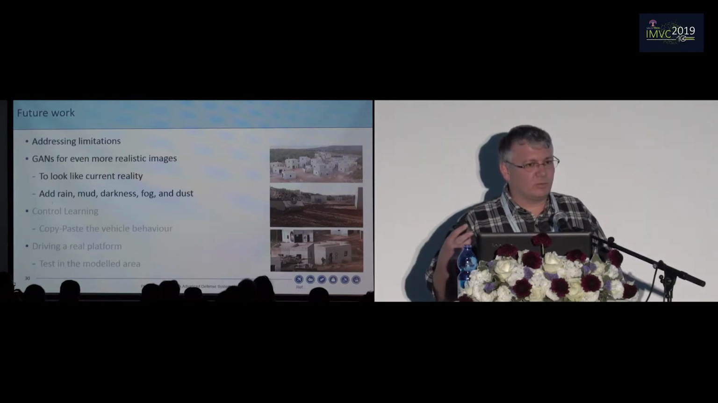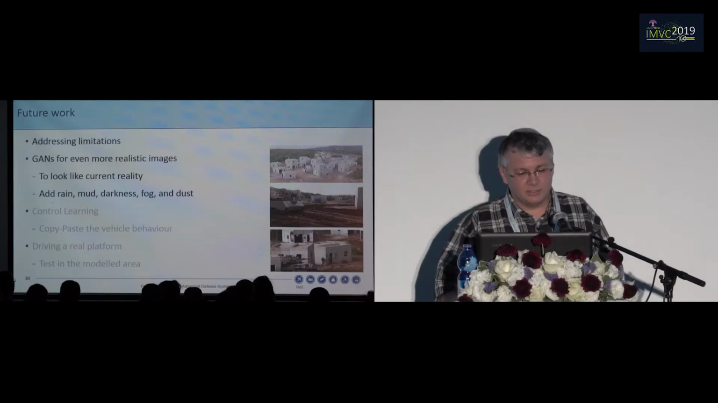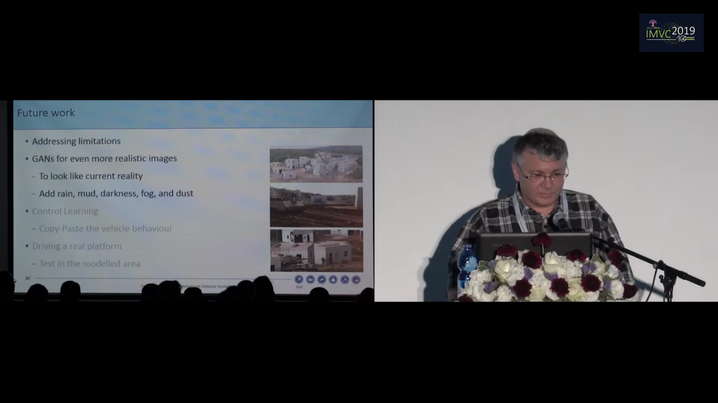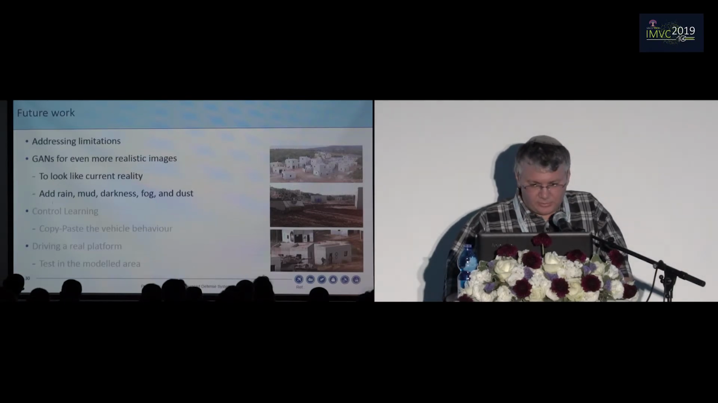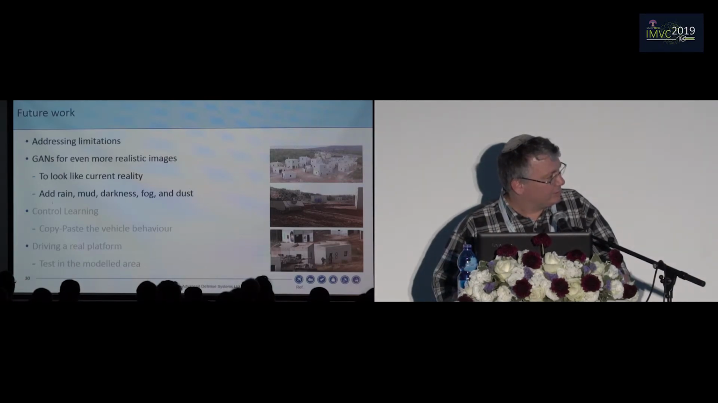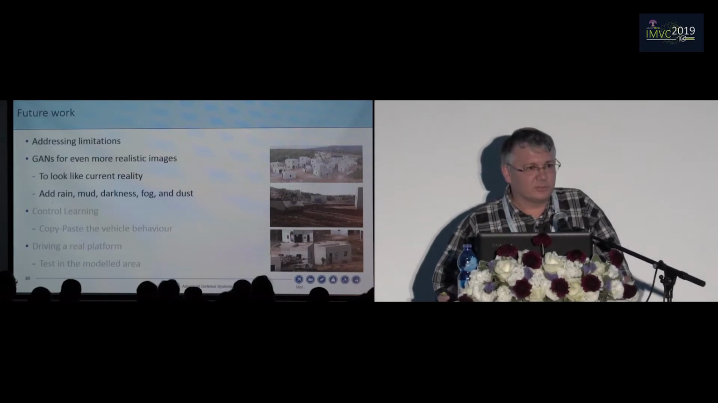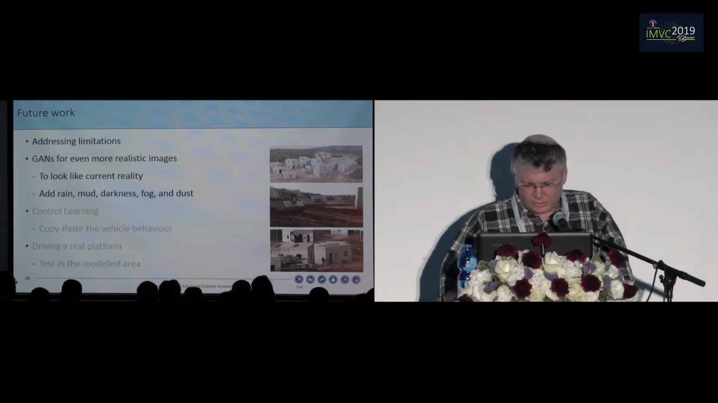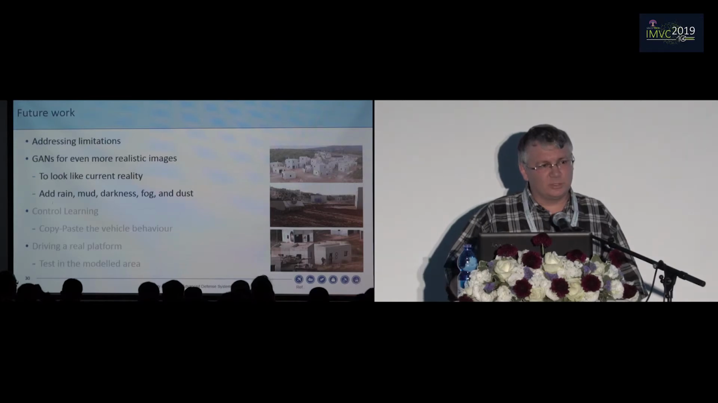We want the vehicle, when it drives in the area, to see exactly what it saw in the 3D model. We also want to introduce some interference like rain, darkness, fog, dust, and mud. You can see here in the middle image that it's the same place where we trained the model, but a little rain made the ground a different color because of the mud. And you can see in the lower image a little pool.